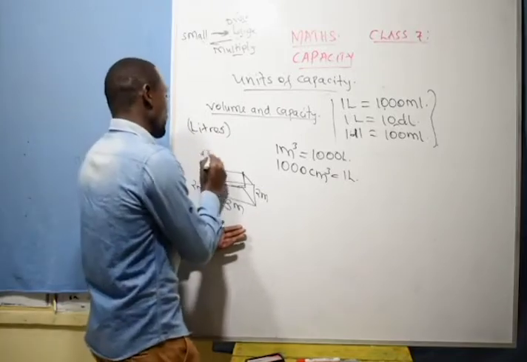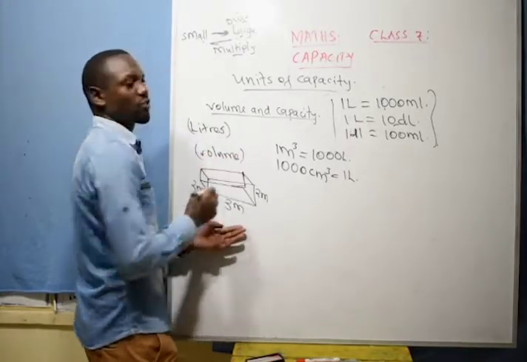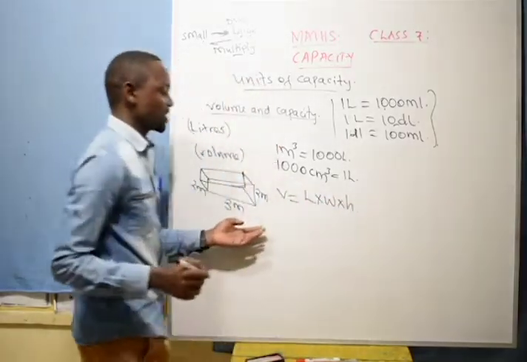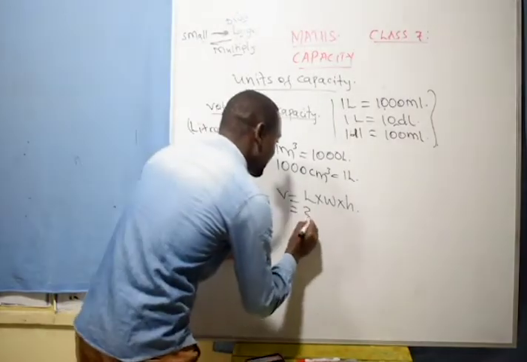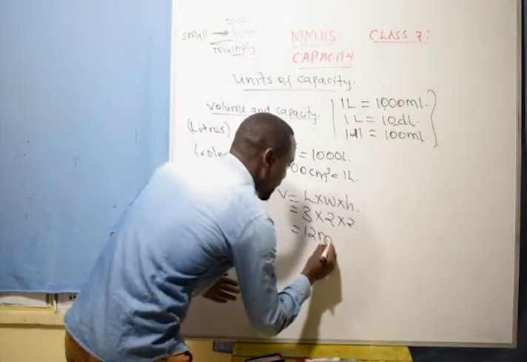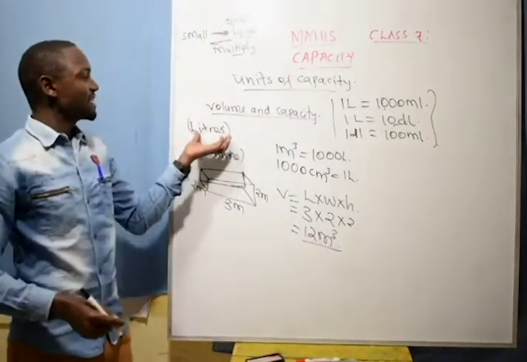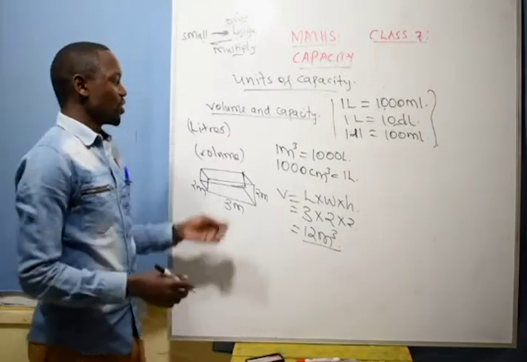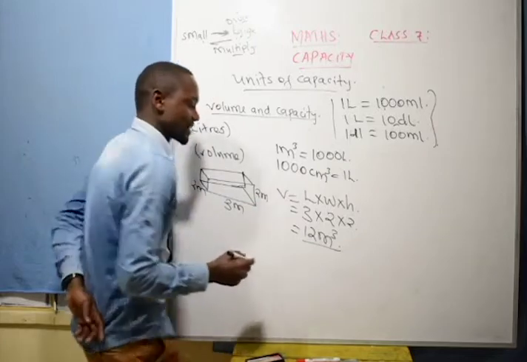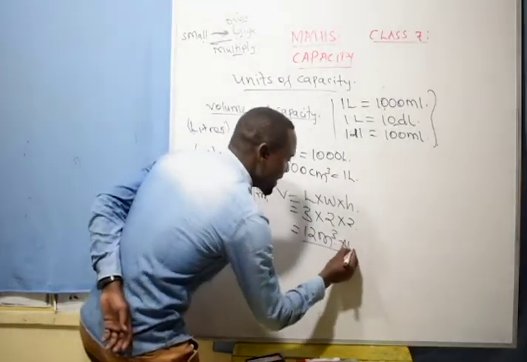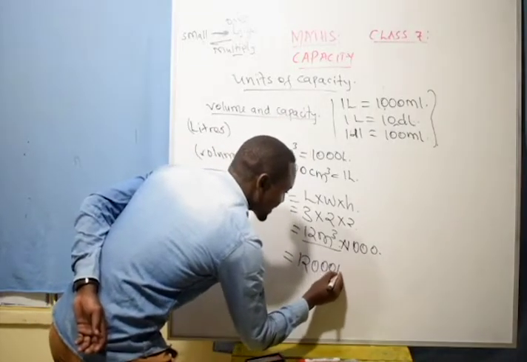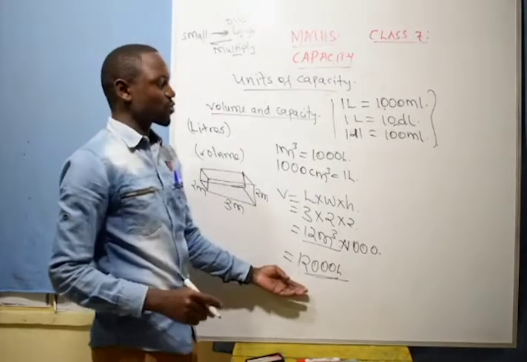So you get the volume of that container. How do we get the volume of cuboids? Volume is given by length times width times height. So we first get the volume, that is 3 times 2 times 2, which is 12 cubic meters. How many liters will this container hold when full? We know that 1 cubic meter is equal to 1000 liters. So to get the capacity, we multiply by 1000. You will say that it has a capacity of 12,000 liters.